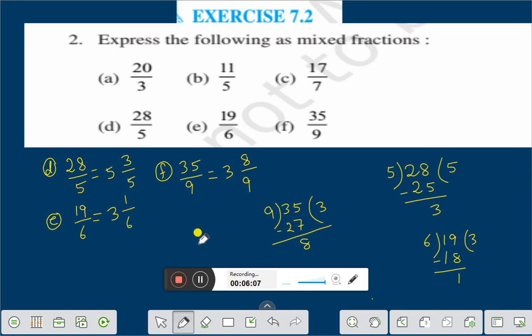Right. This is the solution of question number 2. Here the question was to express the following as mixed fractions. You see that means you have to divide the numerator by the denominator, right? And we got the solution of question number 2.